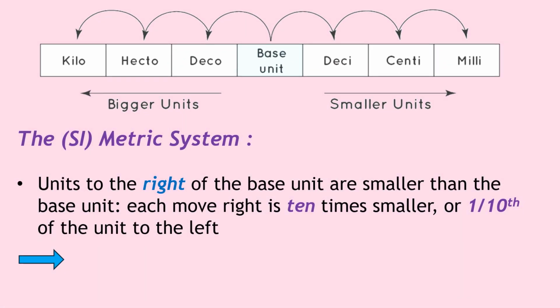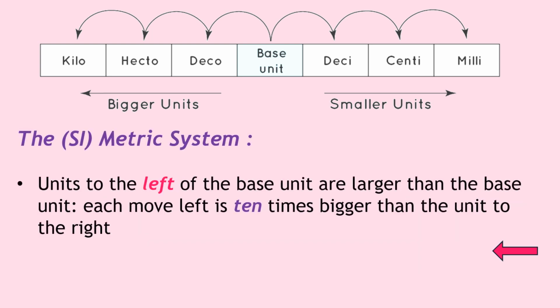Now the units to the right of the base unit are smaller than the base unit. So each move right is 10 times smaller, or 1/10 of the unit to the left. Whereas units to the left of the base unit are larger than the base unit. Each move left is 10 times bigger than the unit to the right. Left to right, right to left, moving the decimal point.